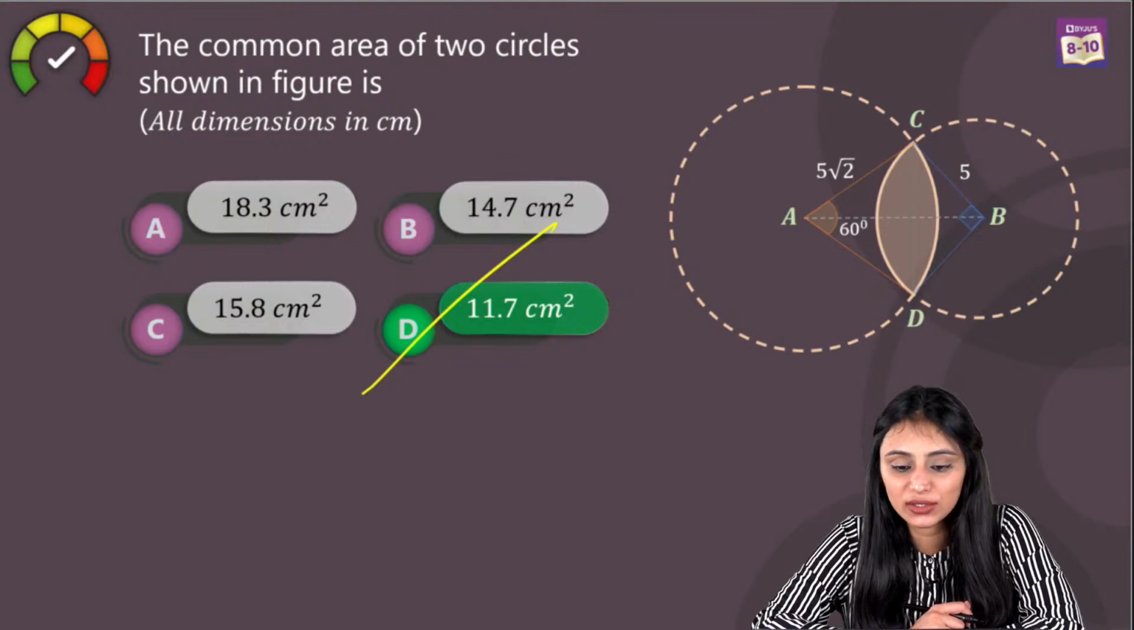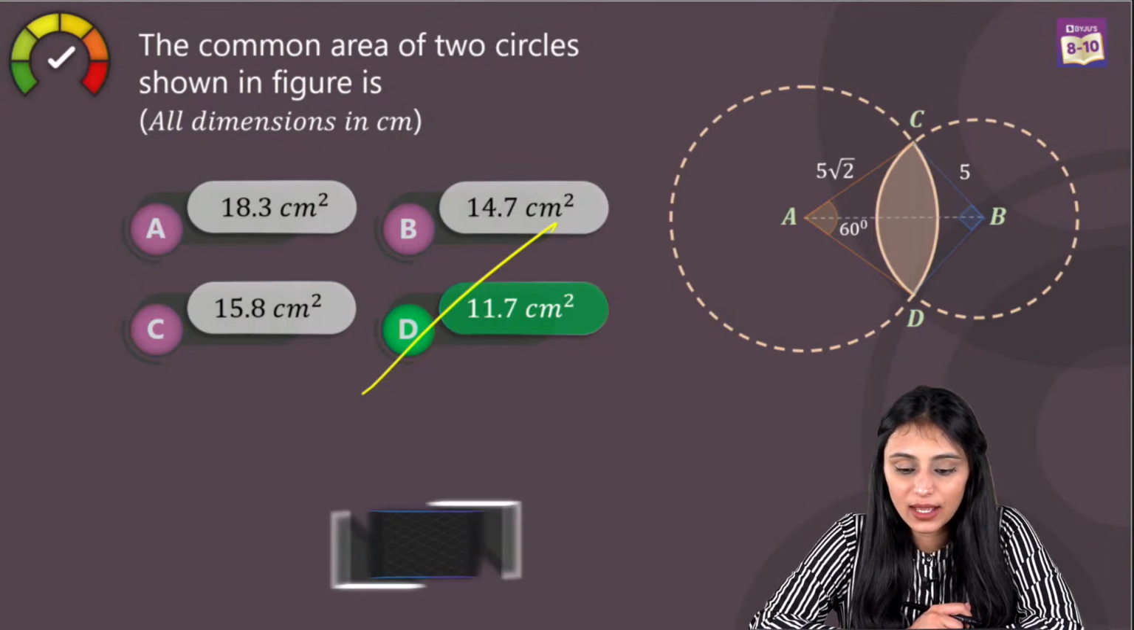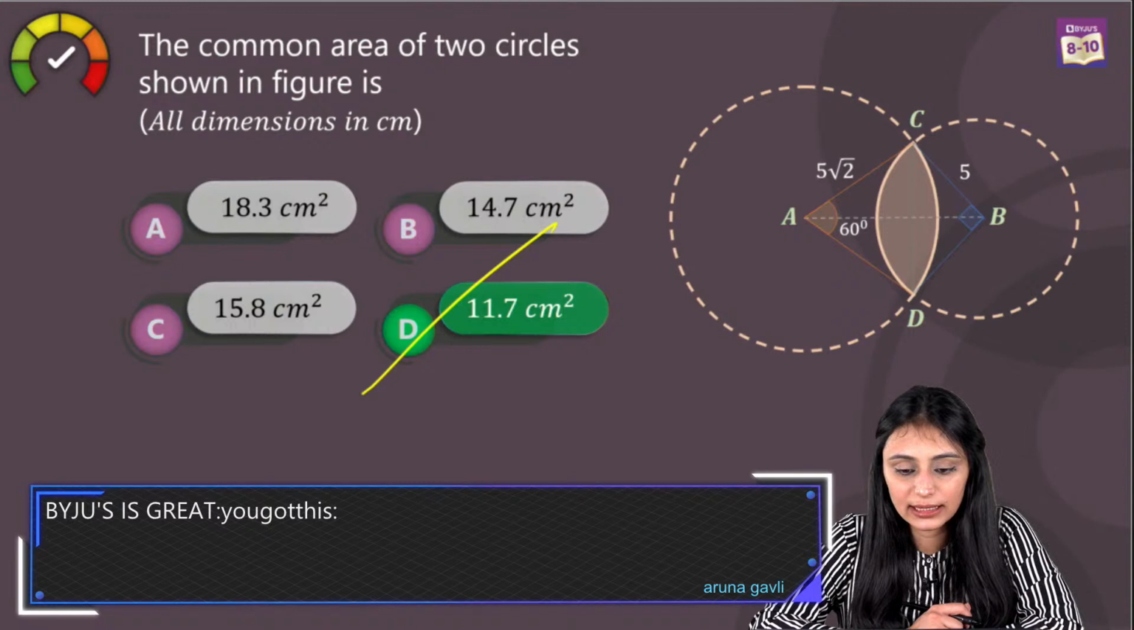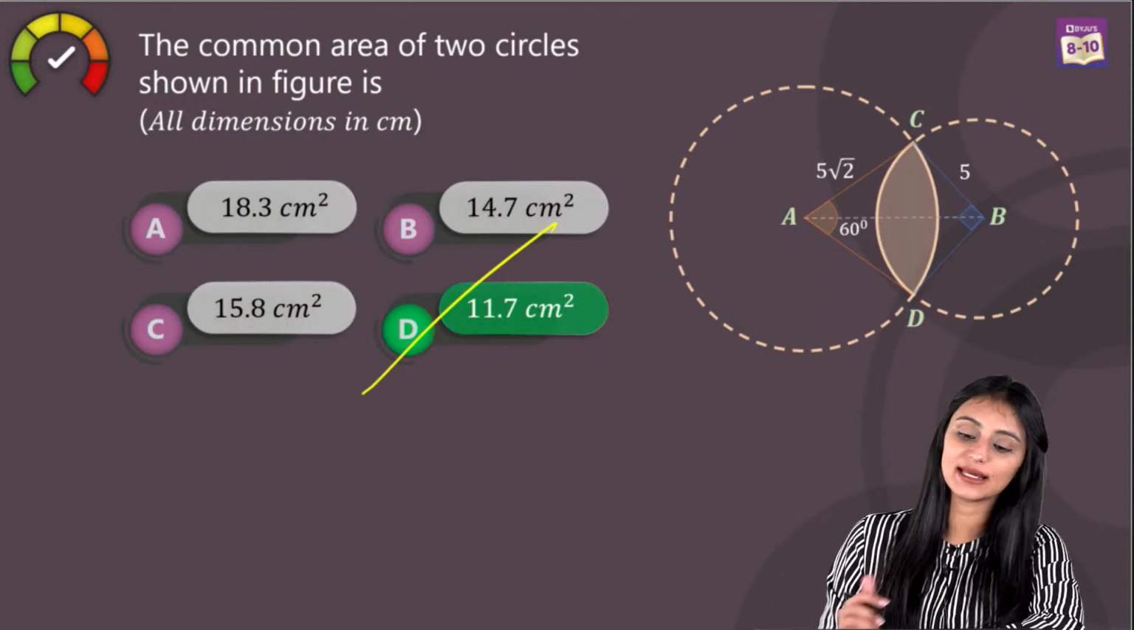Aryan, yes, you have understood this now. Vansh, option B, no, it's option D. It's option D, 11.7 centimeter square. Rajkumar, clear ma'am. Disha, D. Yes. Nikesh, it's D. Yes, option D is the right answer.